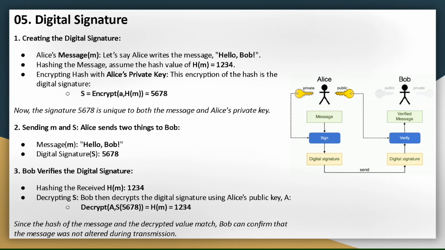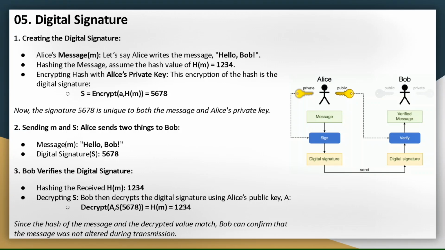Another concept here is the digital signature. How does a digital signature work? In order to understand it, we will go step by step through how a digital signature is implemented and how it functions. We are taking an example of Alice and Bob. Alice will be the sender here, and Bob will be the receiver.